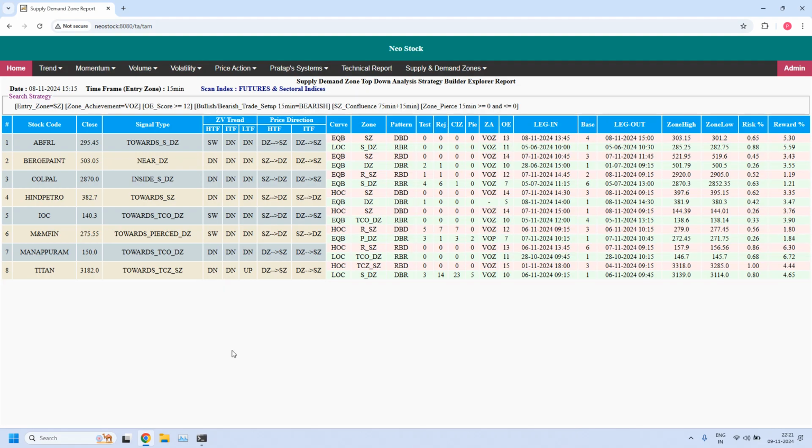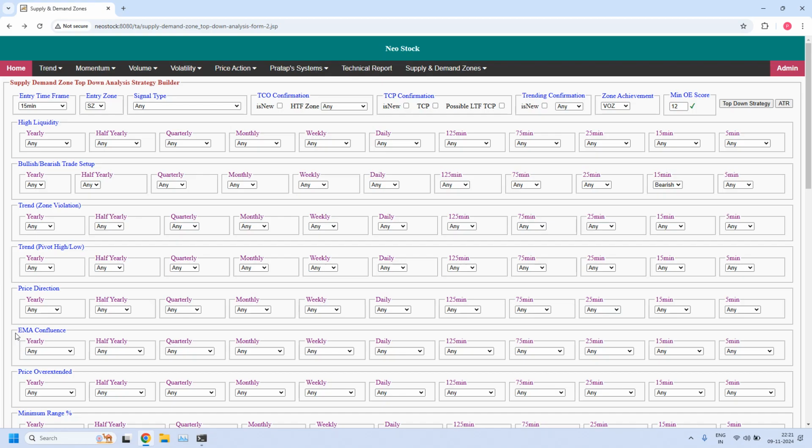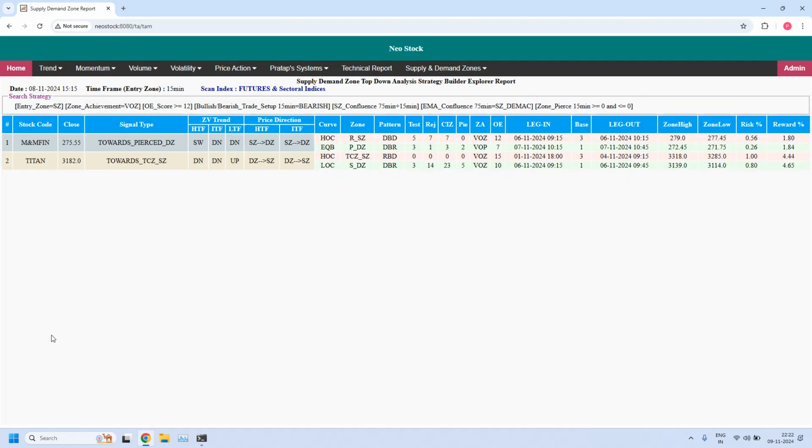If any of these 75 minute supply zones are having daily EMA confluence, they are even more high probability setup supported stocks. Let's verify. In the EMA confluence, 75 minutes time frame, because 15 minute supply zone, entry zone is part of the 75 minute supply zone. And this 75 minute supply zone is having daily EMA confluence. They are even more high probability. So I set the filter. We got 2 stocks. So these 2 supply zones are even more high probability setup supported stocks.